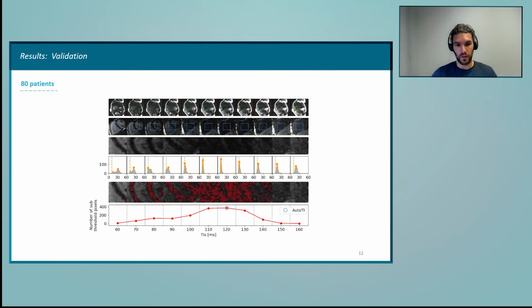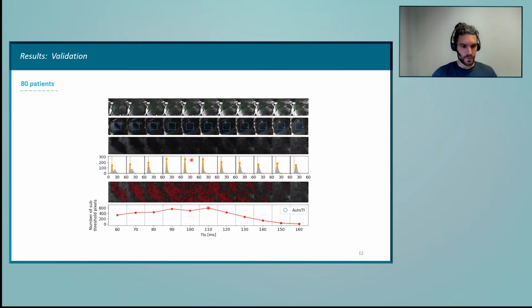So if we look at the result for the cases where the images are quite close to each other, we can see that the maximum number of subpixel threshold is quite similar, like between 120 milliseconds and 100. Okay, I don't have the pointer, so I will add it. So here we have quite a similar value, which reflects that we are really close to each other.